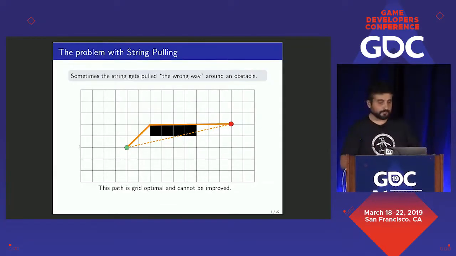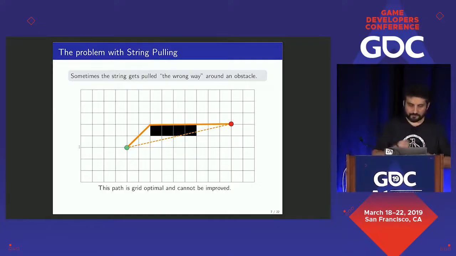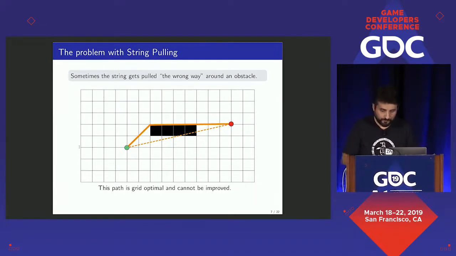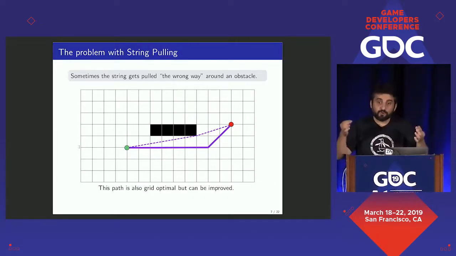The problem with string pulling is the following. Sometimes the string gets pulled the wrong way around an obstacle. What I mean by the wrong way around an obstacle is a bit vague. Here, in bold, is a grid optimal path. If we try to pull this taut, we see that it's already taut. If we try to make it any shorter, it'll intersect the obstacle. Here's the problem. In purple, also in bold, is another grid optimal path. It has exactly the same cost as the one I just showed you. But this one, we can pull taut. So in this sense, grid optimal search has basically made an arbitrary choice. It selected one path over the other, and it bent the wrong way around an obstacle. We pulled the path the wrong way around.